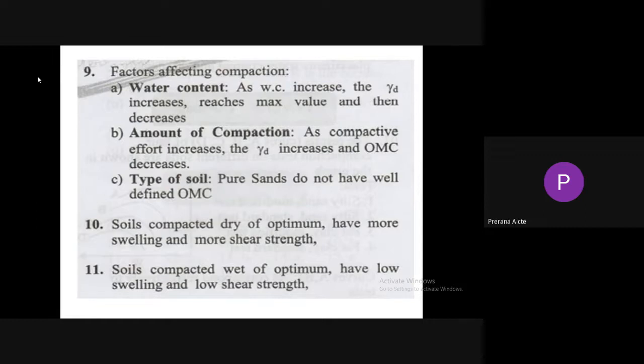On the wet side of optimum, more water will be there. That's why shear strength will be less. On the wet side of optimum, the water content is already there and swelling has already taken place. So on the wet side of optimum, swelling decreases. The soil compacted on the wet side of optimum has low swelling and low shear strength.